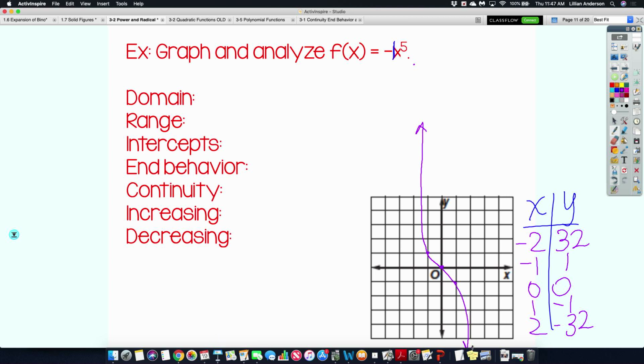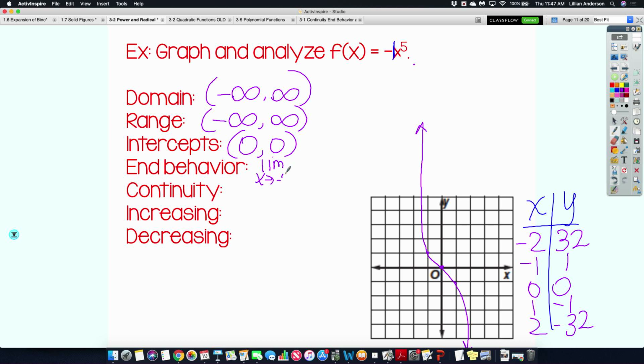Okay? So to describe this, Paige, what's the domain? Negative infinity to positive infinity. Very good. Kennedy, what's the range? Negative infinity to positive infinity. Very good. Aurora, what are my intercepts? 0, 0, yes. Another origin intercept. Describe my end behavior, Mia. Give me my left end behavior. Is it the limit as x goes to negative infinity of f of x equals positive infinity? Very good.